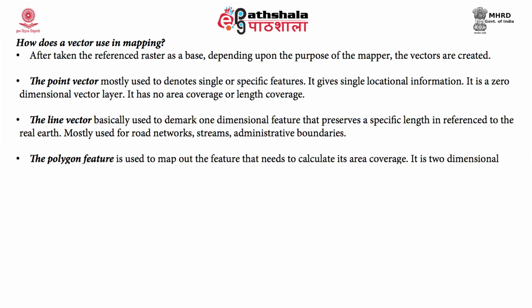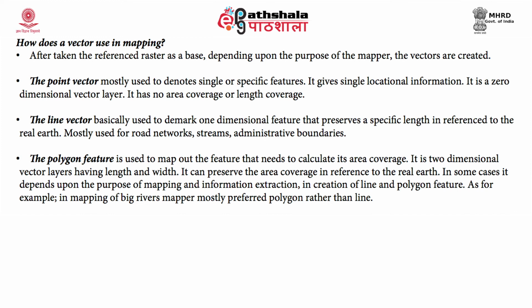And the third is the polygon feature, which is used to map out features that need their area coverage calculated. It is a two-dimensional vector layer having length and width. It can preserve the area coverage in extraction, in creation of line and polygon features. For example, in mapping a big river, mappers mostly prefer polygon rather than line.